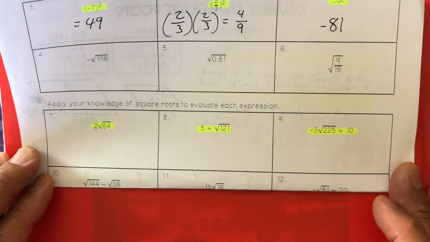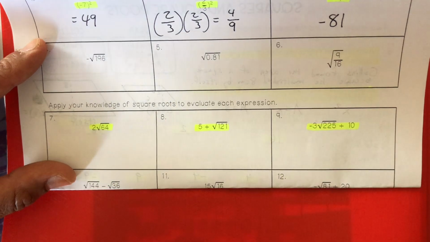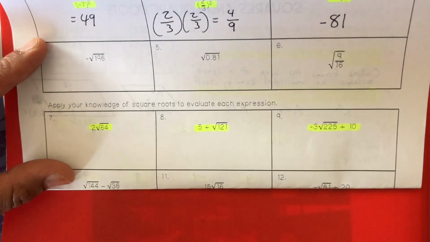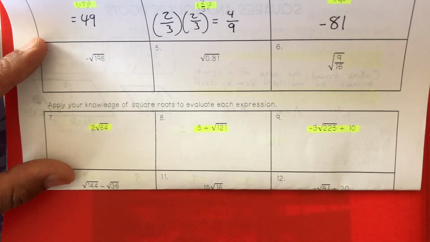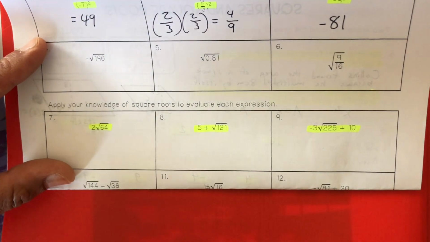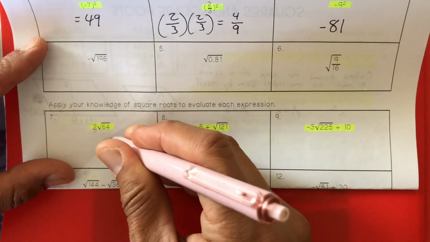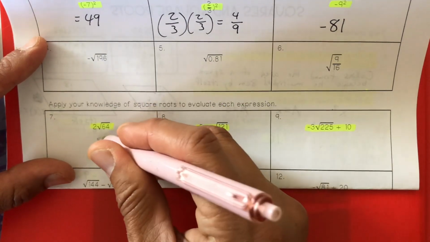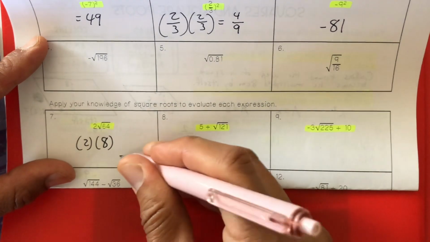Apply your knowledge of square roots to evaluate each expression. Here we have 2 times the square root of 64. So according to order of operations, we have to do our exponents first before we multiply anything. And let's do our square root first. What is the square root of 64? What number times itself gives us 64? And if you filled out the chart earlier, you might have 8 already as your answer. So 8 is the square root of 64. Now we have to multiply that number times 2. 2 times 8 gives us 16.